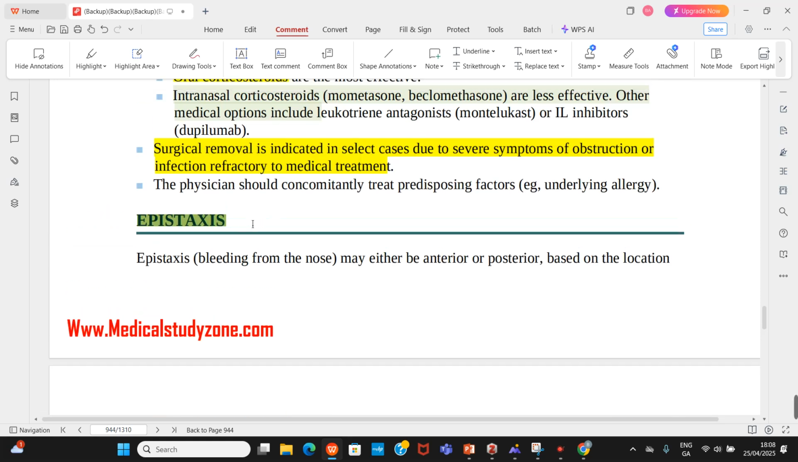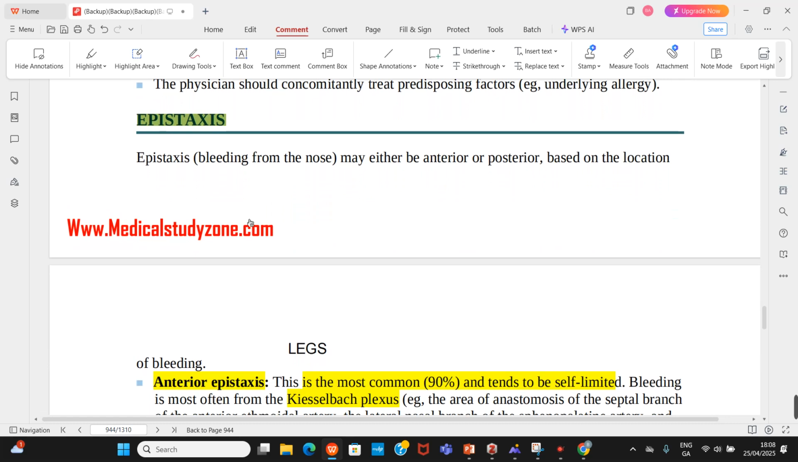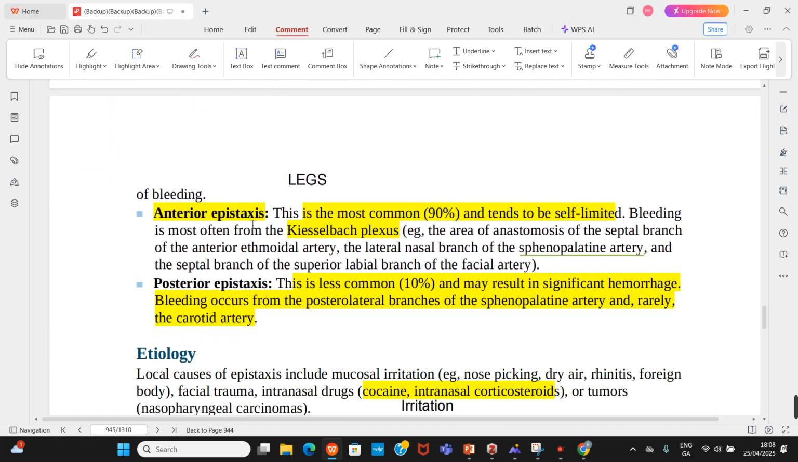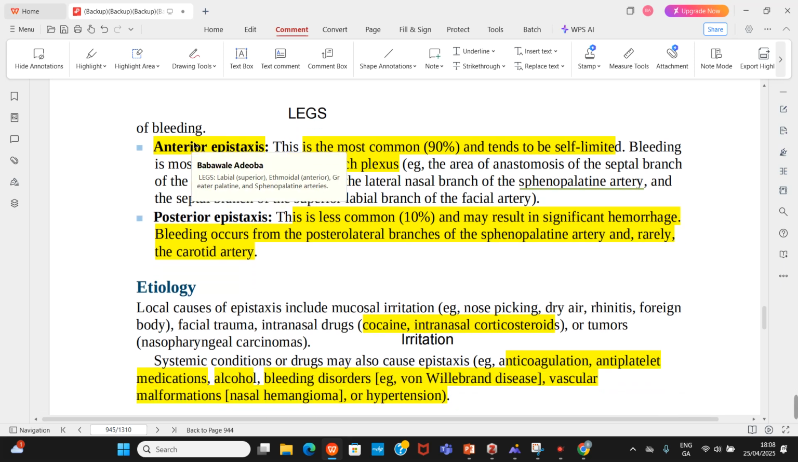Moving on to epistaxis. This is just bleeding from the nose, and it can be anterior or posterior, depending on the location of the bleeding. The commonest presentation is anterior epistaxis, and that's when you have bleeding from the Kiesselbach plexus. And the acronym for the vessels involved is LEGS.